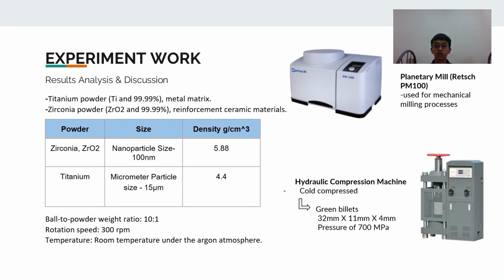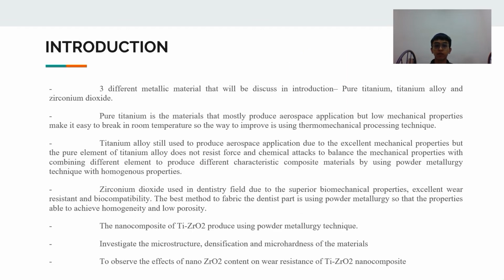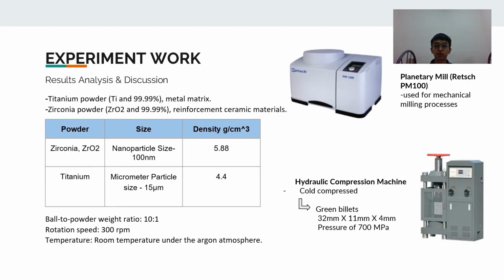Then a planetary mill was used for the mechanical milling process. The mechanical milling was carried out with a ratio of 10:1 and a rotation speed of 300 RPM at room temperature under an argon atmosphere. Besides that, a hydraulic compression machine was used to compress the powder mixture into ring pillars of 32 mm by 11 mm by 4 mm at a pressure of 700 MPa. A vacuum furnace was also used for sintering at 1100 degrees Celsius for 4 hours with a heating and cooling rate of 10 degrees Celsius per minute.